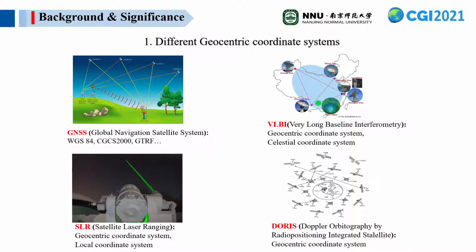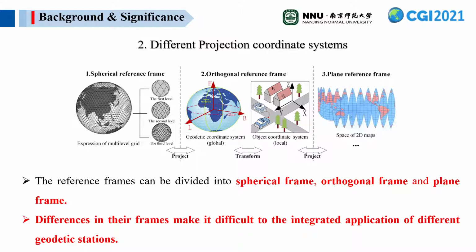Geodetic stations are calculated by four special geodetic technologies: GNSS, VLBI, and so on. Different technologies have different reference systems. As we all know, GNSS includes WGS 84, CGCS 2000, ITRF, and so on. All in all, their spatial references are different. The reference frame can be divided into spherical frame, orthogonal frame, and plane frame.